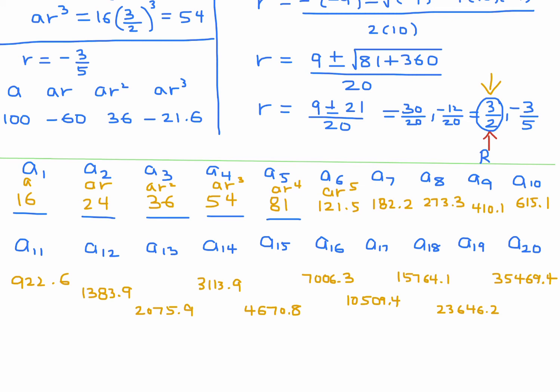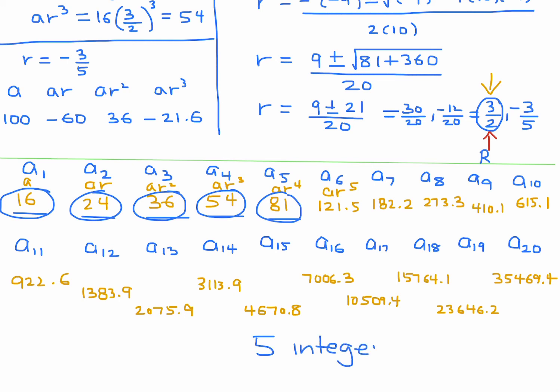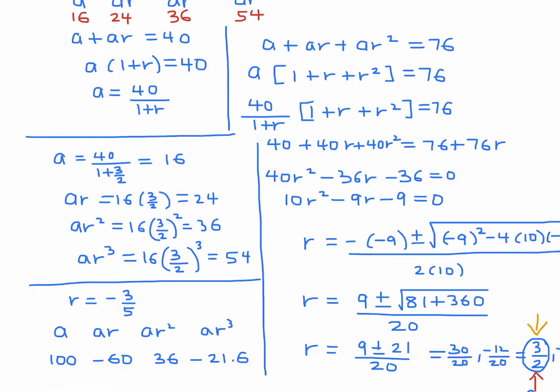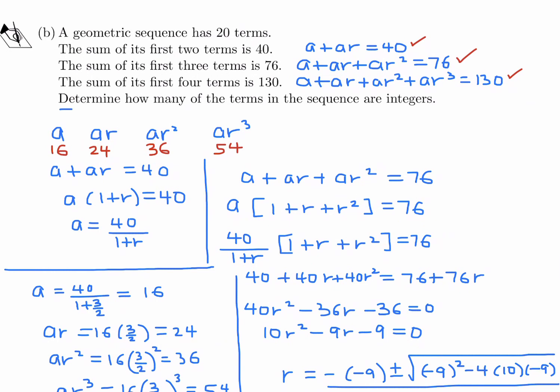And that's what they're asking: how many of the first 20 terms are going to be integers? Well, it's just 1, 2, 3, 4, 5. So 5 integer values, and that's it. That's what they're asking for. And the answer, of course, is 5.